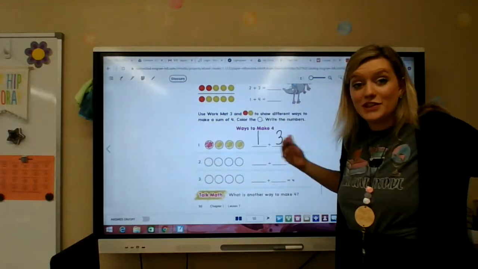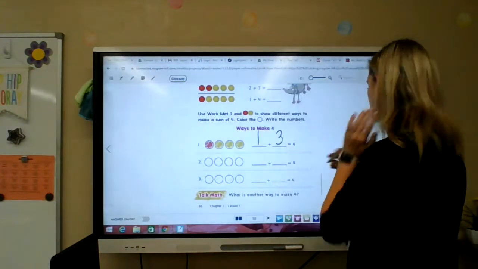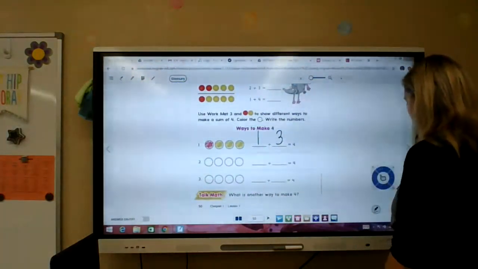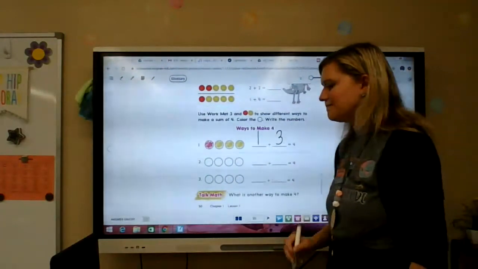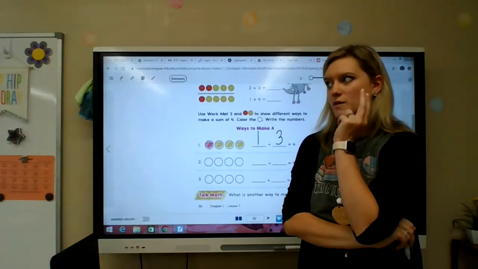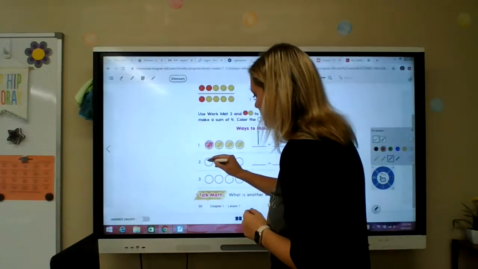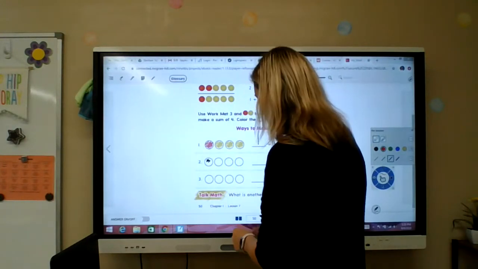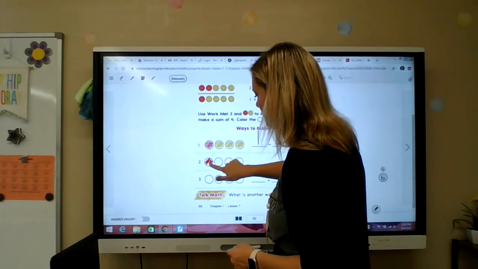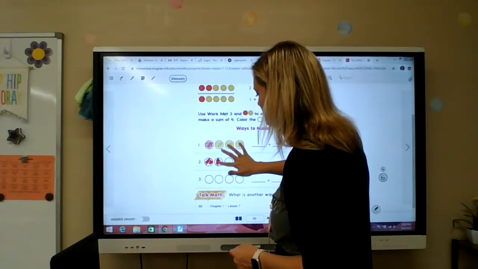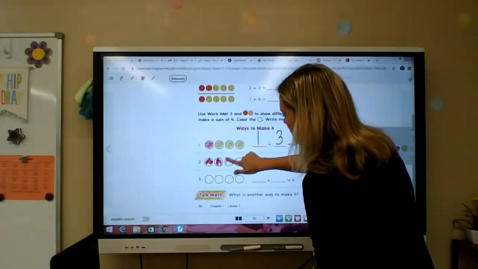Okay, now number 2 and 3, we get to make our own. We get to choose our own pattern. So we already did 1 and 3. So let's do something different. I'm going to change my marker color here. We're going to start with red. How many reds should we make? 2? Let's try it. Maybe. That's black. There we go. Okay, so I'm going to make 2 red, and that leaves me with 2 yellow.